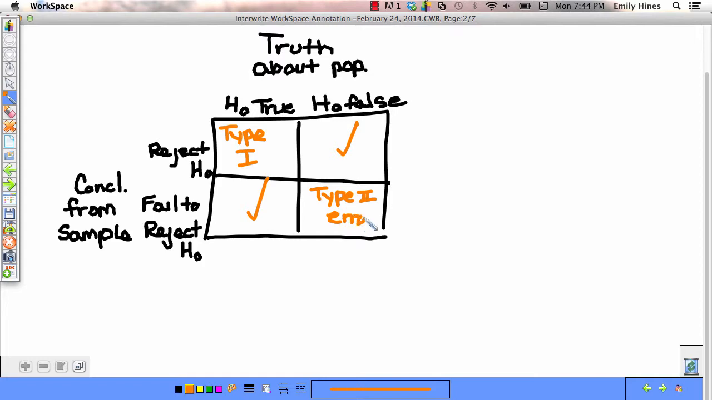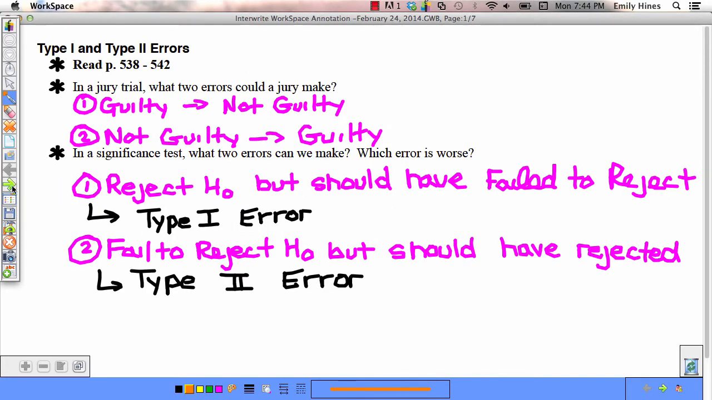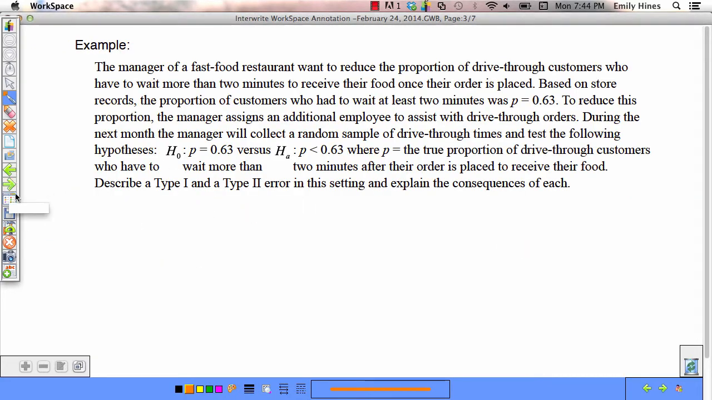Okay, there was a question on the previous page about which one is worse. It really depends on the situation. Different errors result in different problems, and so it depends on the situation which one is worse. So let's look at this example and talk about which one of these might be worse. The manager of a fast food restaurant wants to reduce the proportion of drive-thru customers who have to wait more than 2 minutes to receive their food once their order is placed.